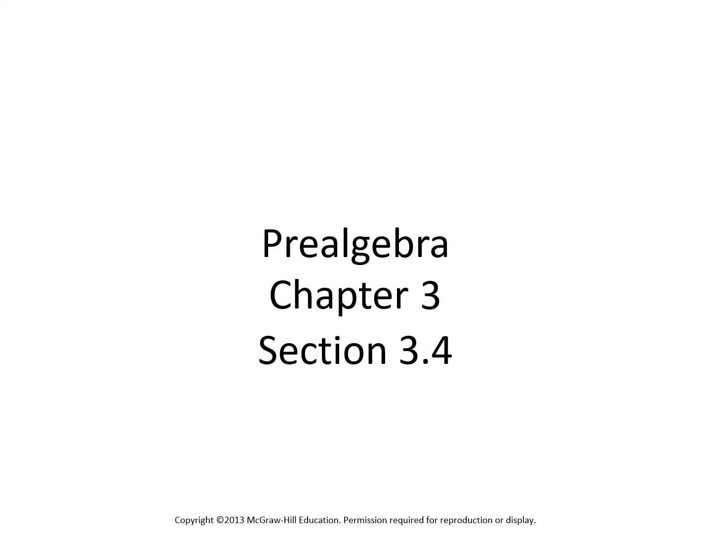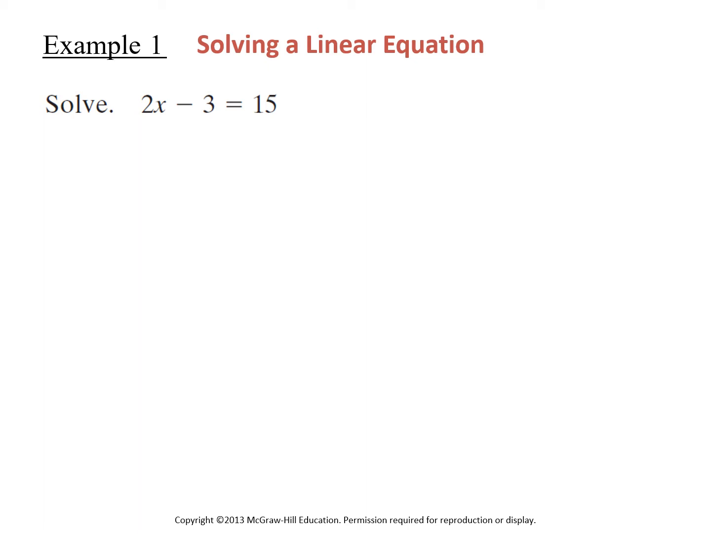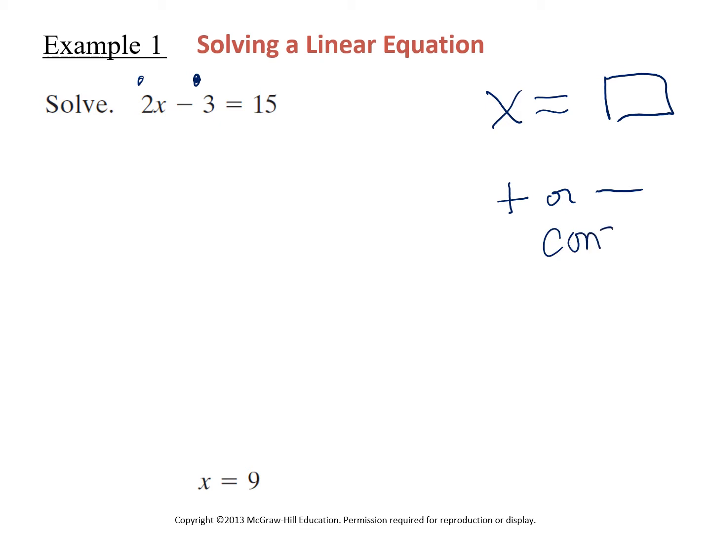This is section 3.4. We are solving equations with multiple steps. So my first example, 2x minus 3 equals 15, and my goal is to find the value x that satisfies this equation. So we want x to be alone on the left side of the equation. So we need to eliminate first the constant and then the coefficient. And we're going to use addition or subtraction to eliminate a constant. And we're going to use multiplication or division to eliminate a coefficient.